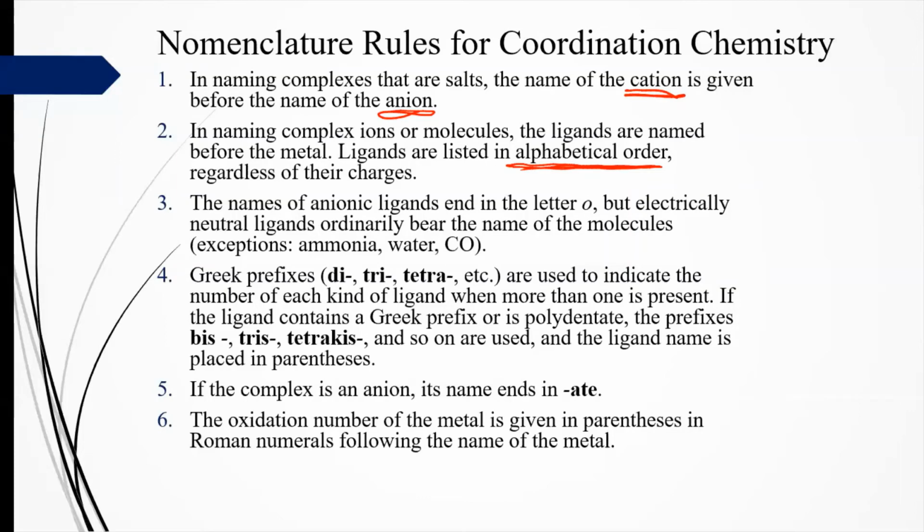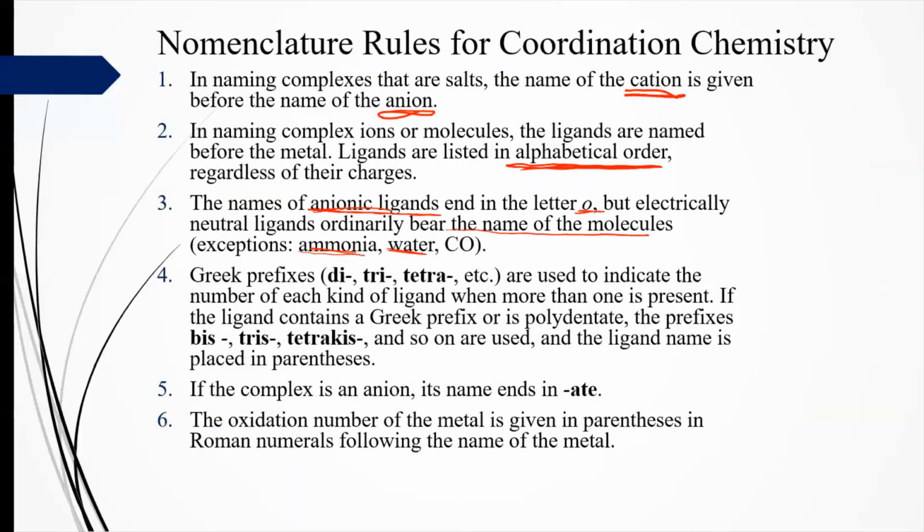Now, you know what charge they are because the anionic ligands should all end in the letter O, and the neutral ones are just the name. Ammonia and water are exceptions to that, so we want to be careful with that when we use their names, right? We're not going to say dihydrogen monoxide, we just say water. Well, we say aqua, right?